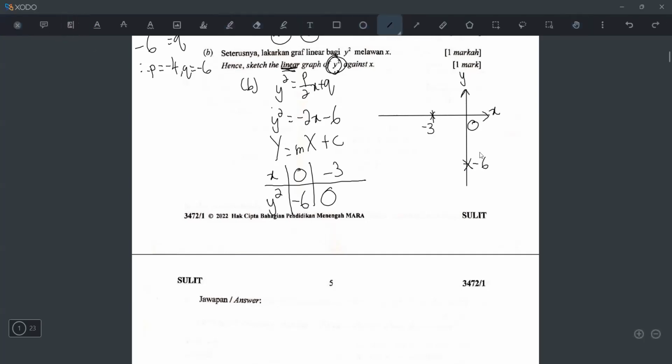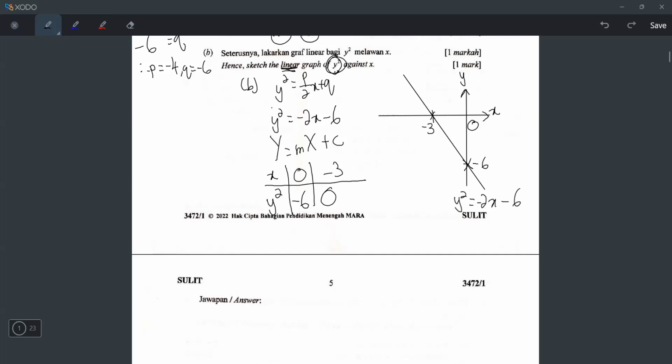Now I will draw the straight line. It will pass through these two points. Just adjust it a little bit. Of course, you will use a ruler to draw it. And then that's the answer. You can also write the equation here, y squared equals -2x minus 6. All right, that's how you sketch.